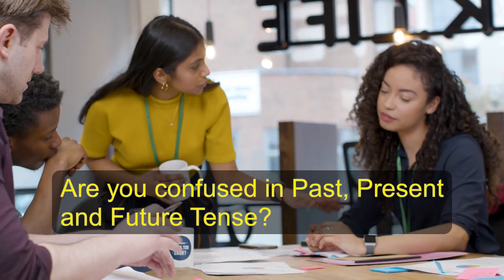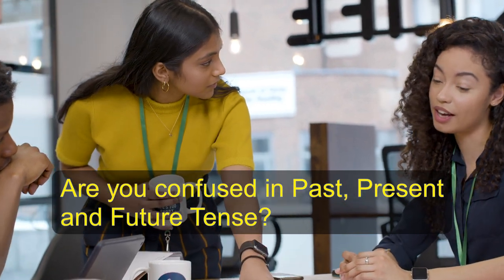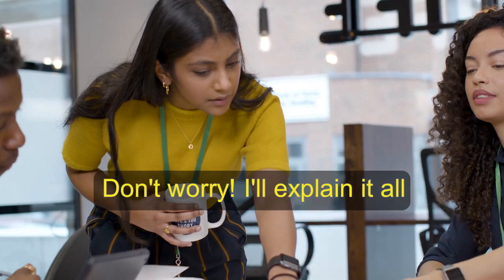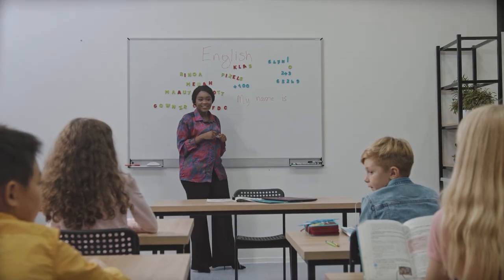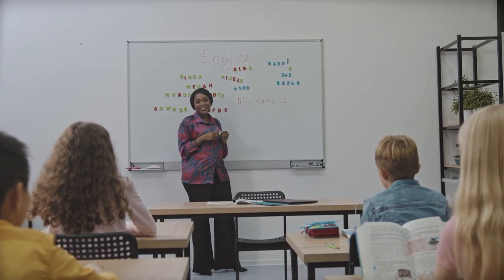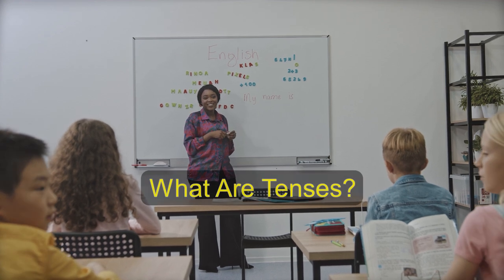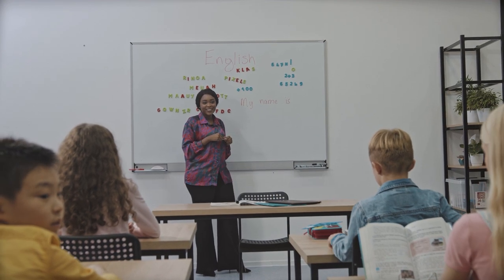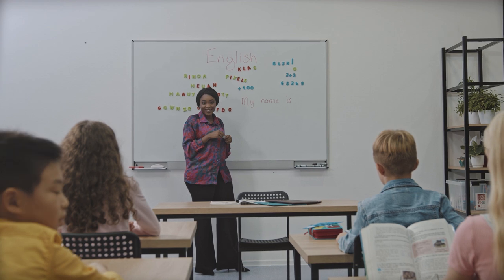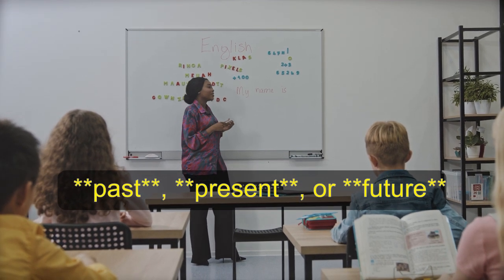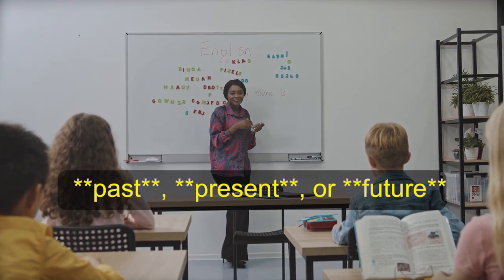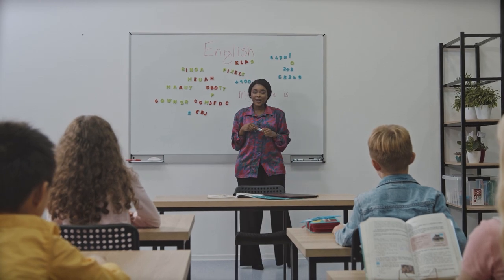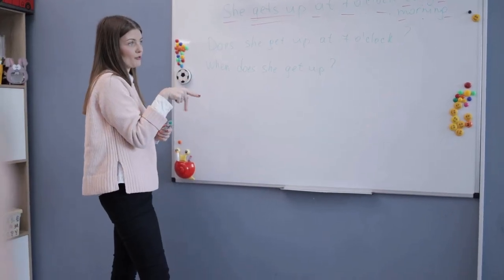If you're learning English and get confused by past, present, and future tenses, don't worry. Today, I will explain the 12 English tenses in a simple and easy way. Let's get started. What are tenses? Tenses show when an action happens in the past, present, or future. Each time period has 4 types of tenses. So, there are 12 in total.